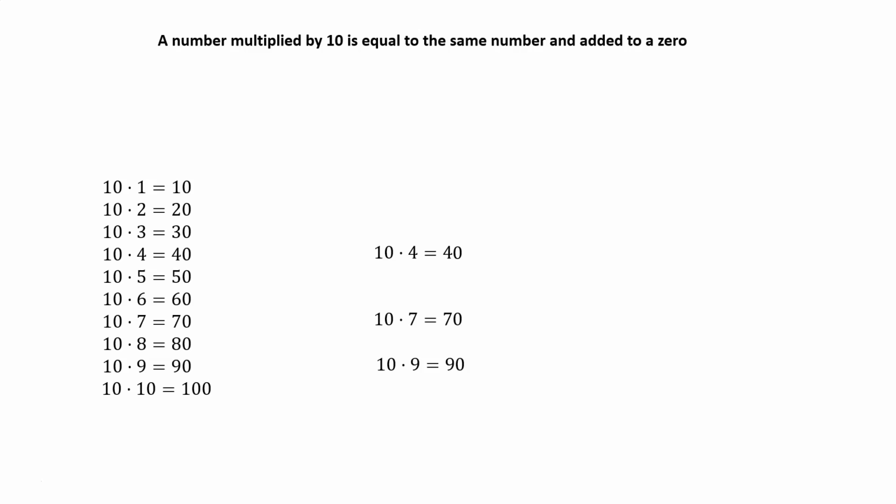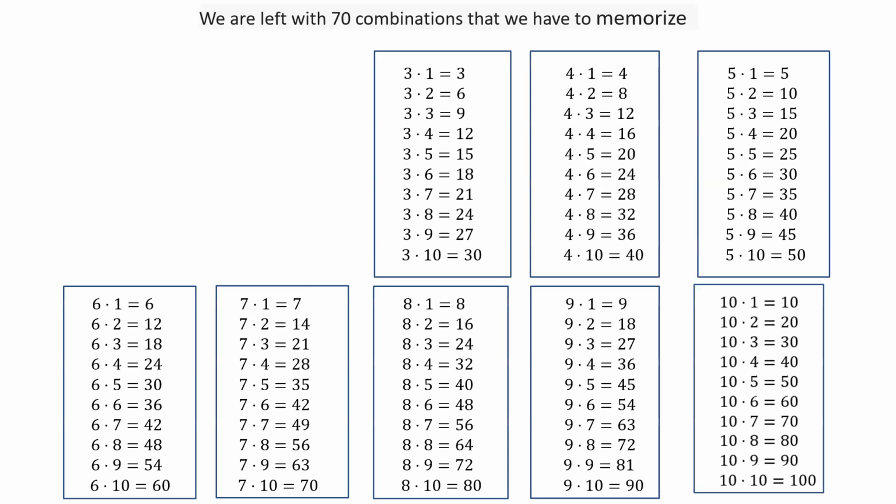And this applies to all integers. For example, 100 times 10 is equal to 100, and then added 0, 1000. 50 times 10 is equal to 50, and then added 0, 500, and so on. So now we see that we have 70 combinations to memorize.